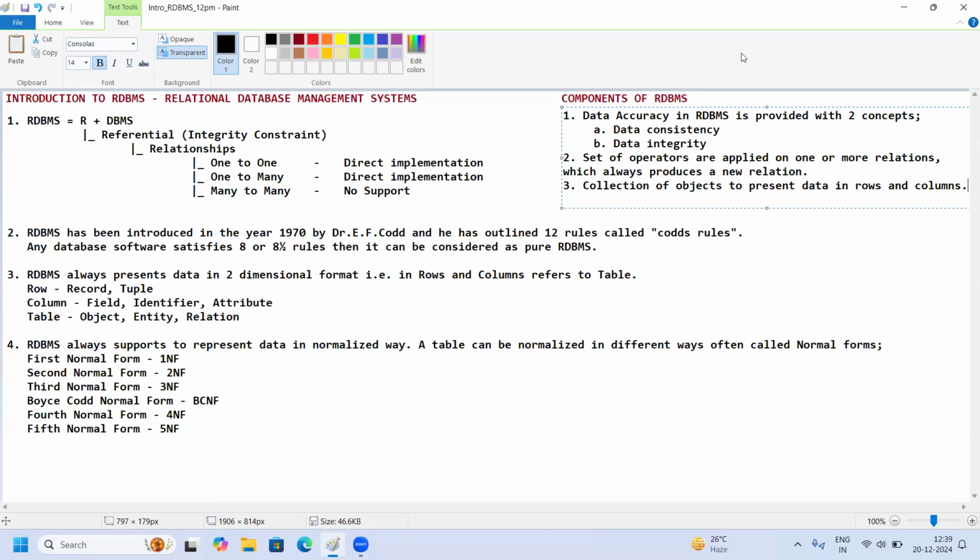I am not saying like one table will present data in rows and columns, another table will present data in some different format. No, whether it is one table or you have 100 tables, all tables will provide data presentation in which format? Always in rows and columns. Collection of objects to present data in which format? Rows and columns. Objects you call, tables you call, your wish. Already I mentioned there that object is another name for table.